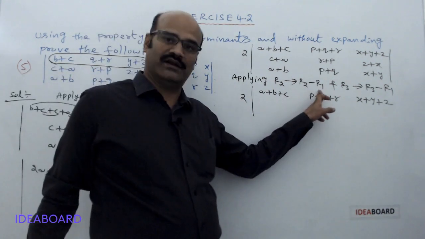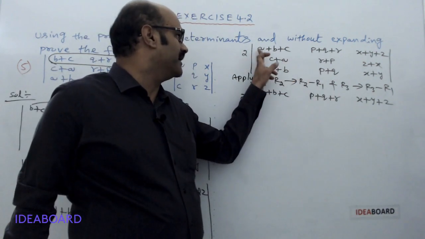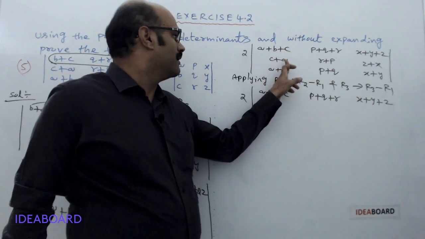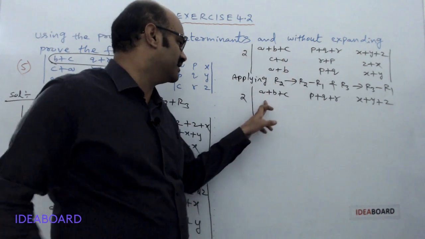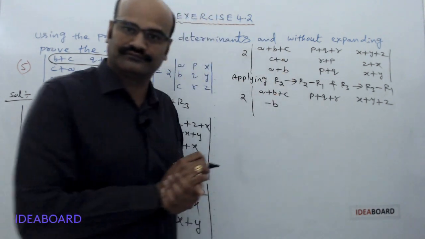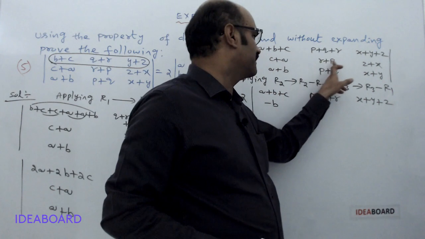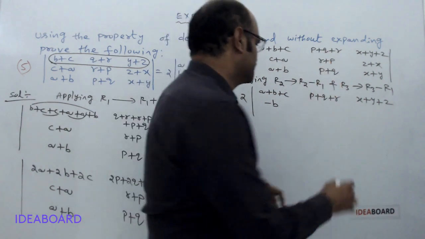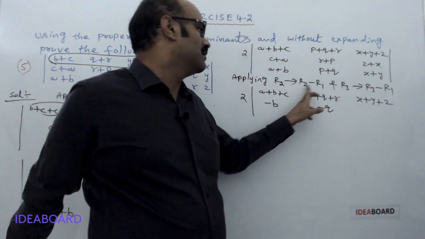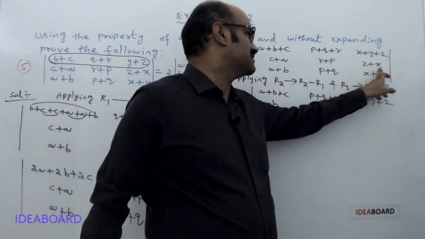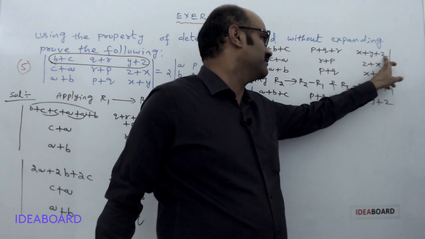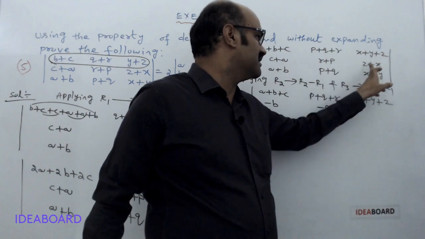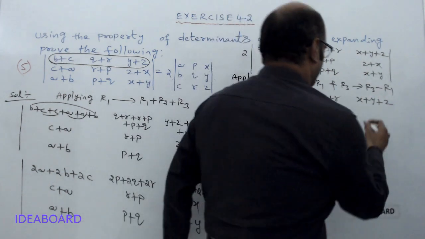Now R2 minus R1, c plus a minus b minus c. Minus c plus c cancel, plus a minus a cancel. So we get here only minus b. Next, r plus p minus q minus r. So that it becomes minus q. R2 minus R1. So z plus x minus y minus z. So minus x plus x becomes 0. Minus z plus z becomes 0. So minus y.